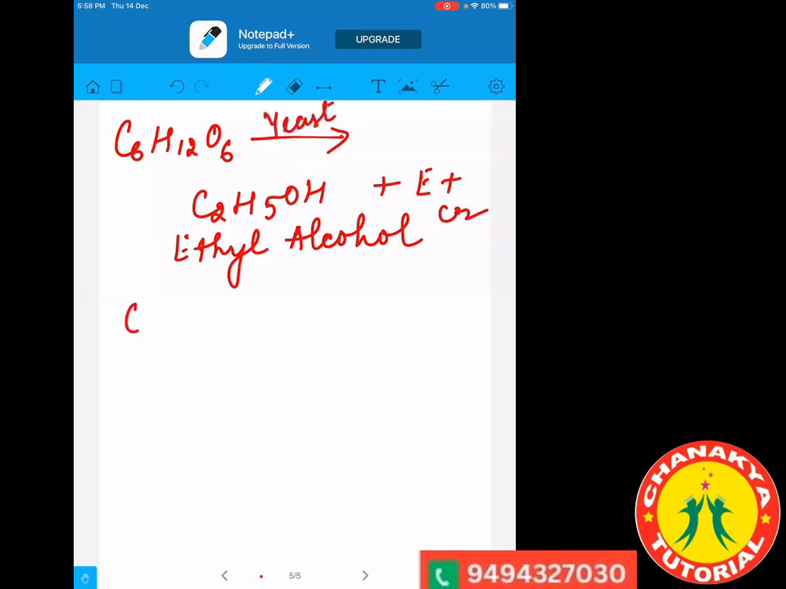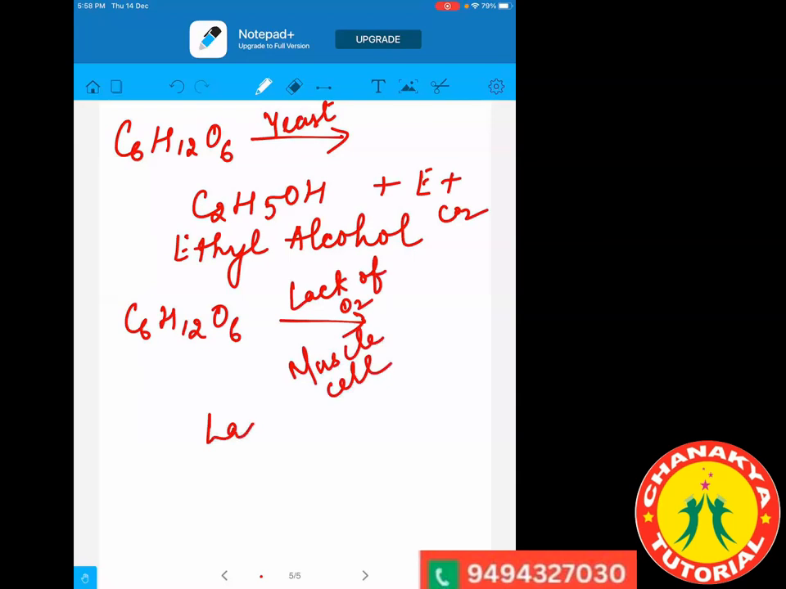Whereas in the second one, when we talk about the deficiency or lack of oxygen, it happens in our muscle cell. In that case, it will be converted into lactic acid and energy. So lactic acid and energy will be formed. Do you have any idea what the formula of lactic acid is?